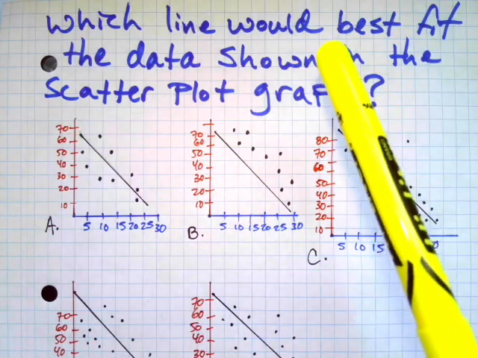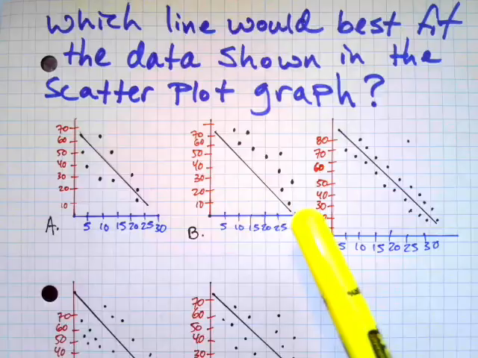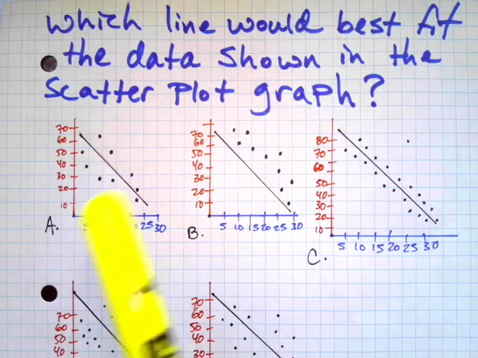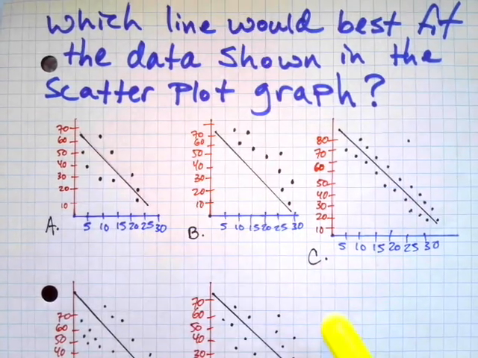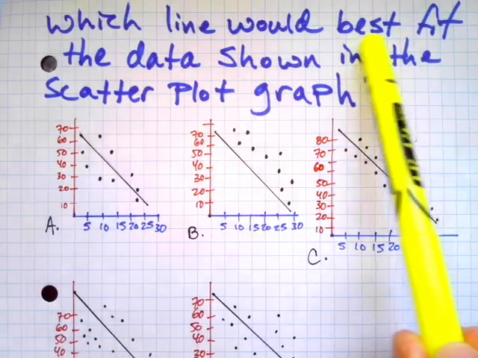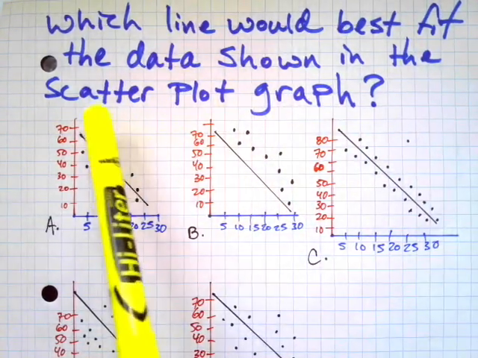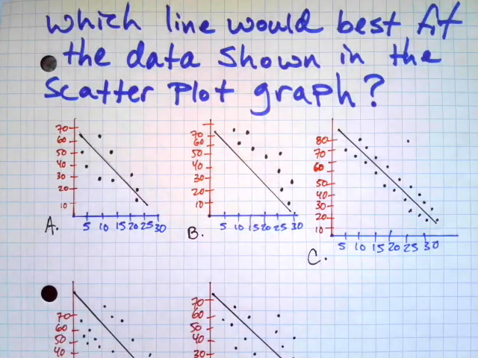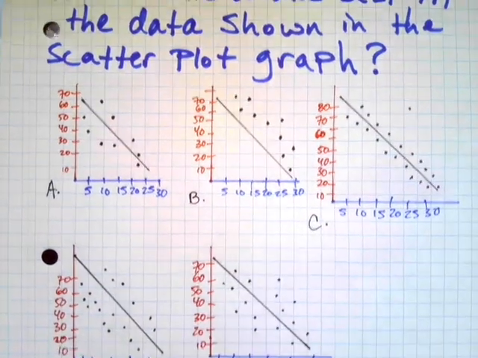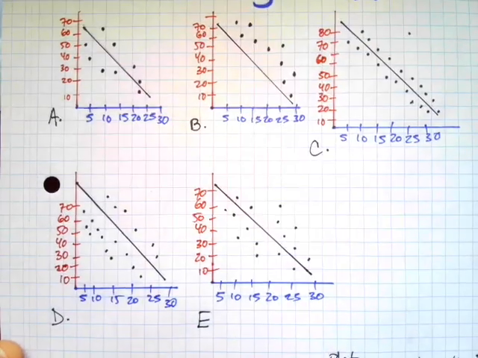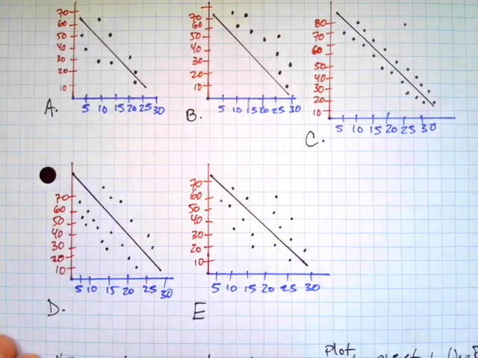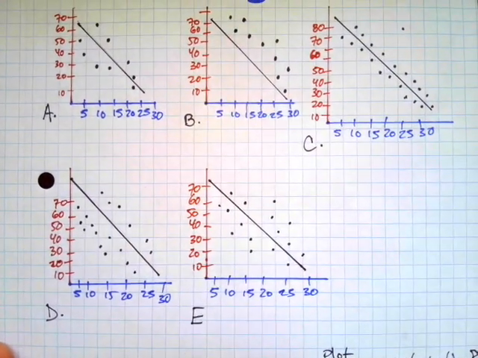When you're working with scatter plots, you're working with data, and each dot represents the data. So I'm going to get into that in a moment. What's the best fit of the data shown in the scatter plot graphs? A, B, C, D, and E. So hey, let's just check those graphs out. Let's take a look at these graphs. They're right here. A, B, C, and D.